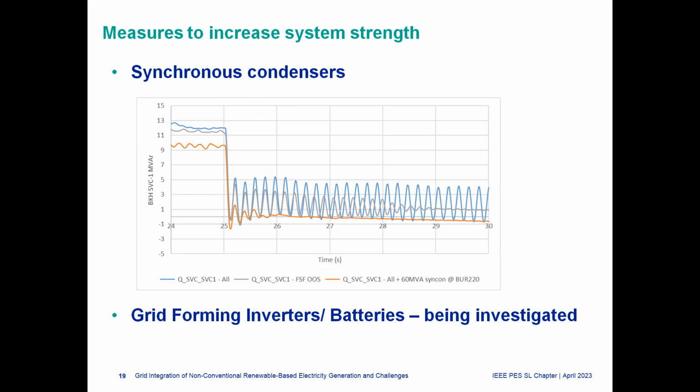Now these days we are also investigating grid forming inverters and batteries to address similar issues. If there are oscillations, rather than a synchronous condenser, we are looking at adding a grid forming inverter or battery to do the same thing. And we have seen that there are positive outcomes.